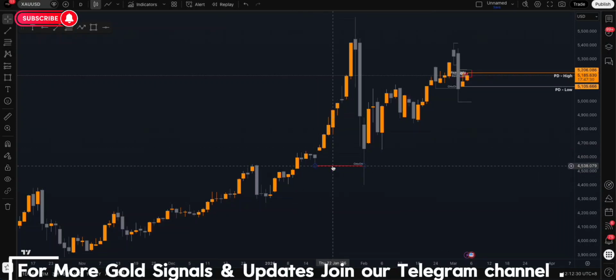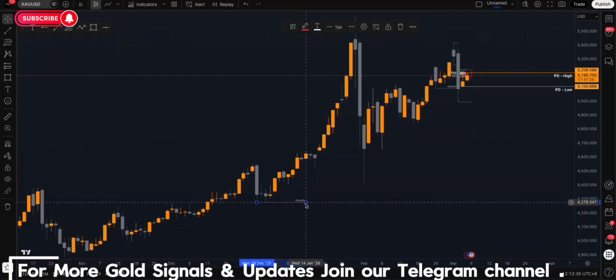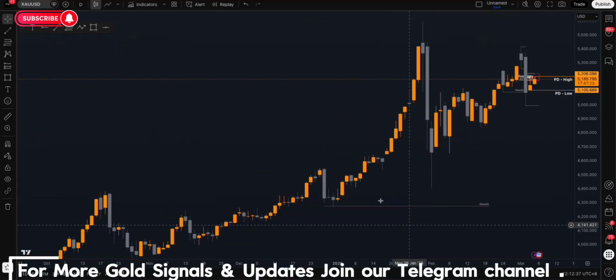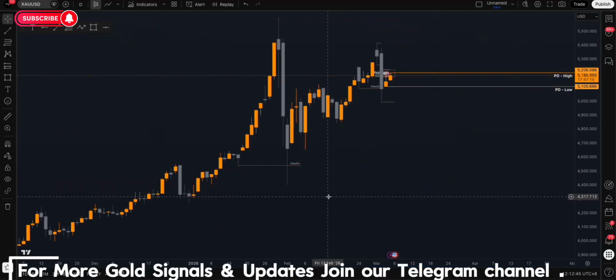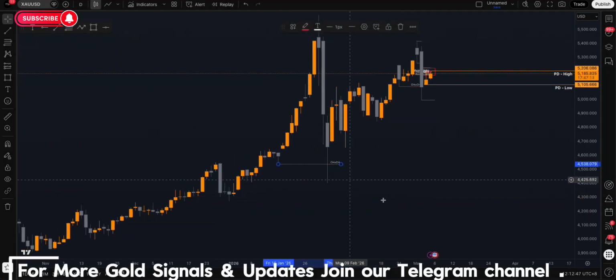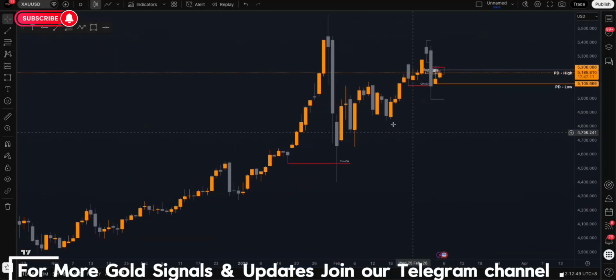Some might argue the actual low is right here, and that's why I will not consider this to be a break of bearish market structure on the daily. The point of invalidation would be price taking out internal structures here on the daily move.